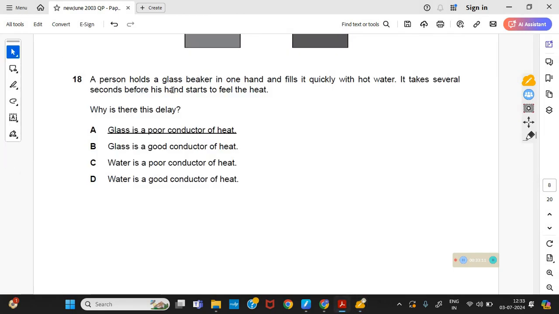Now, a person holds a glass beaker in one hand and fills it quickly with hot water. It takes several seconds before his hand starts to feel the heat. Why is there this delay? Because we know that glass is a poor conductor of heat, so it will take time to transfer heat from the water to the person's hand.